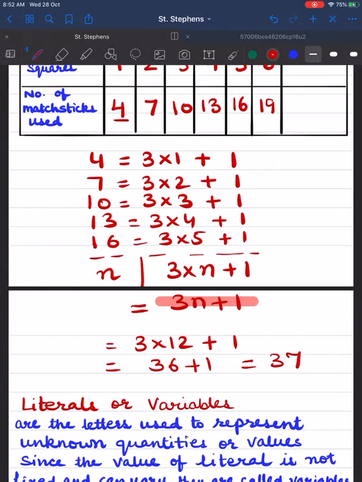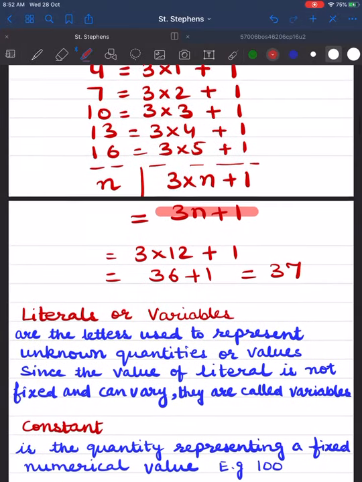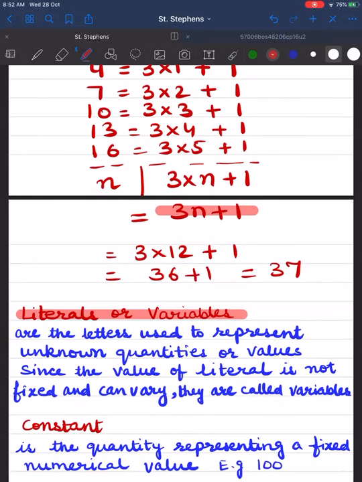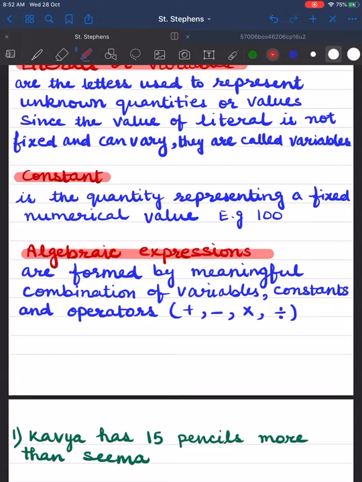Now, let's understand the following terms. Literals or variables. These are the letters used to represent unknown quantities or values. Now, since the value of literal is not fixed, it can vary, so they are called variables. Constant is the quantity representing a fixed numerical value. So all the numerals are constants. For example, 100, 9, 50, and so on. Algebraic expressions are formed by meaningful combination of variables, constants, and operators.